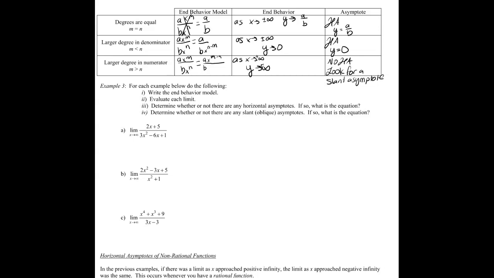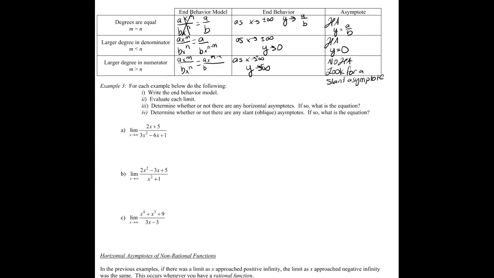Alright, for each of the following, we need to do the following. In end behavior models, evaluate each limit and determine whether or not there are horizontal asymptotes. If so, what's the equation? Or determine if there are slant asymptotes, aka oblique asymptotes. I've not really heard anybody call them oblique asymptotes, but it depends on what professor you have. If so, what's the equation?